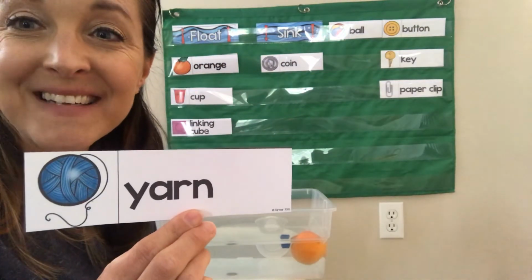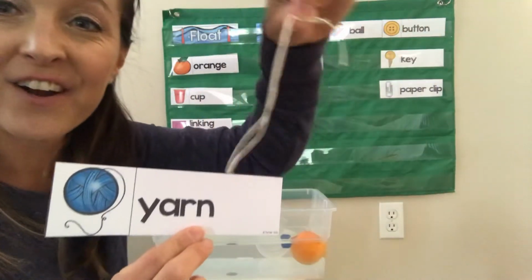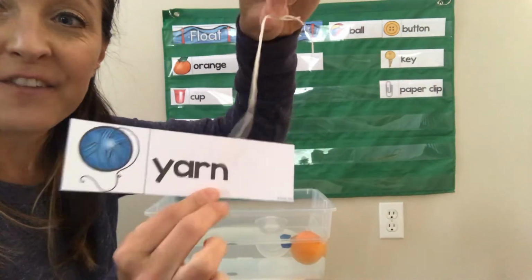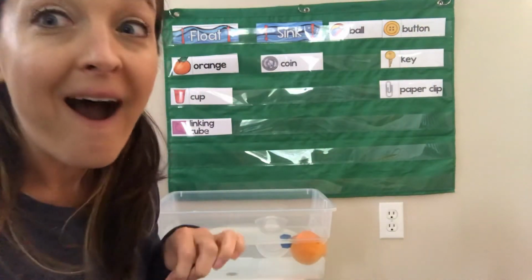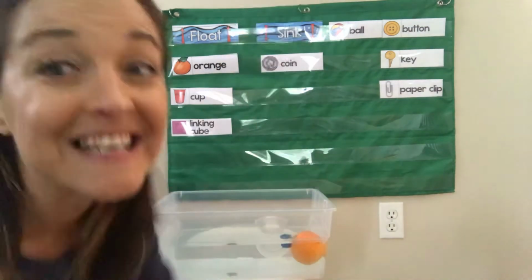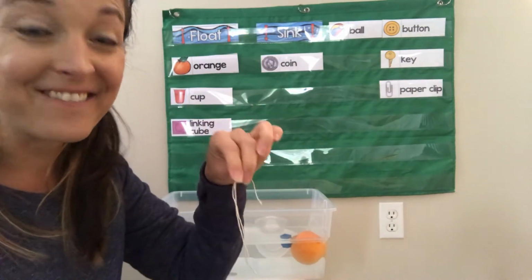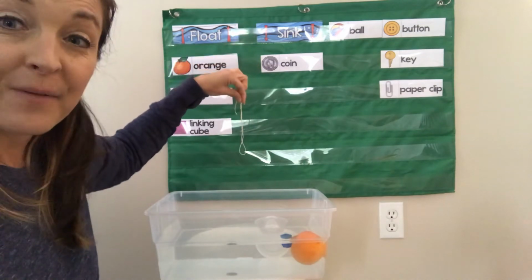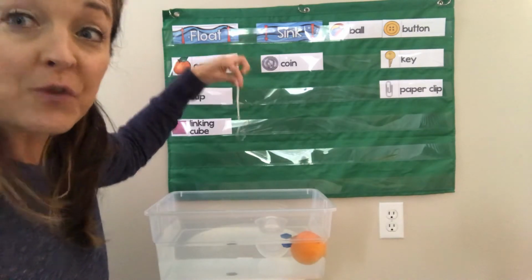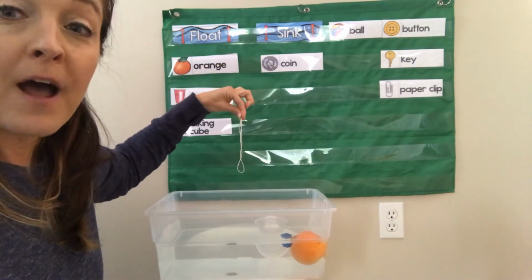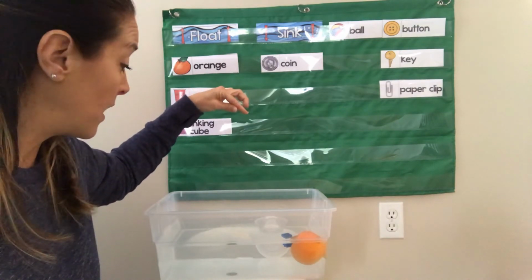Let's do this one. Here's our yarn. Is it gonna float or sink? I don't know. Here we go. We're gonna put it in the bucket. Count with me. 3, 2, 1. I'm gonna have to show you with my camera because it's kind of far away. Here we go.